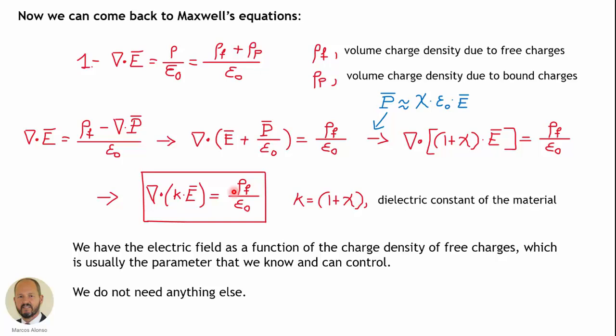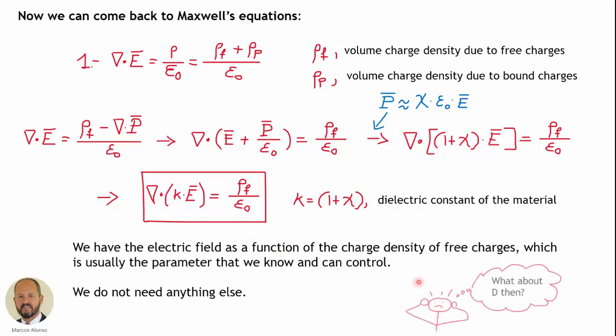For example, in a capacitor, we can charge the capacitor externally, injecting charges into the plates, and then we have the dielectric material inside the capacitor. But what we can control, once we have selected the type of dielectric material that we are going to use, is the amount of free charge that we are injecting into the capacitor plates. And this is all that we need in this first of the Maxwell's equations.